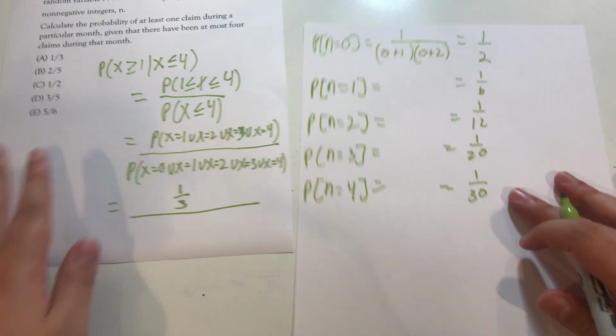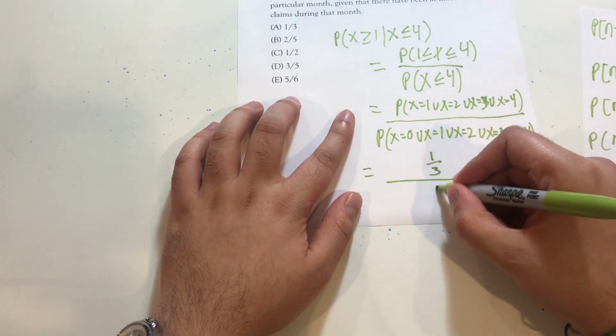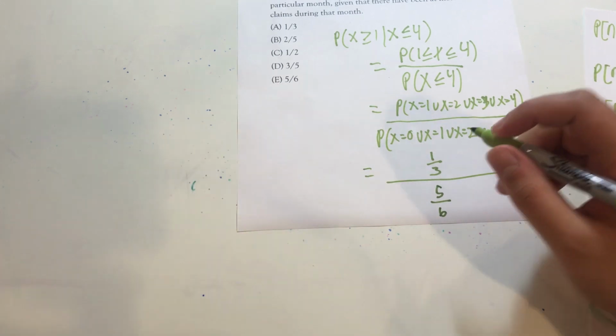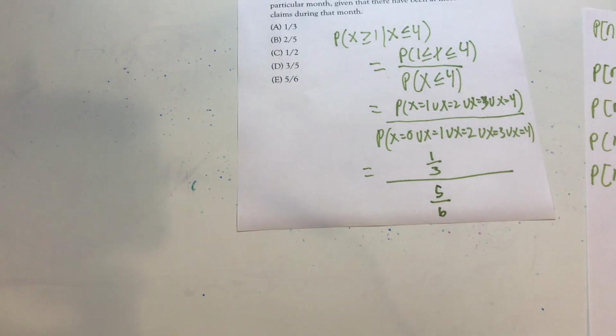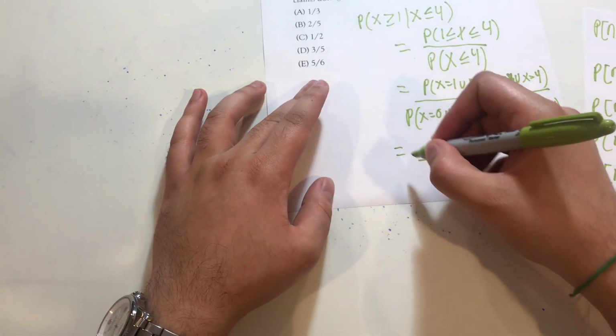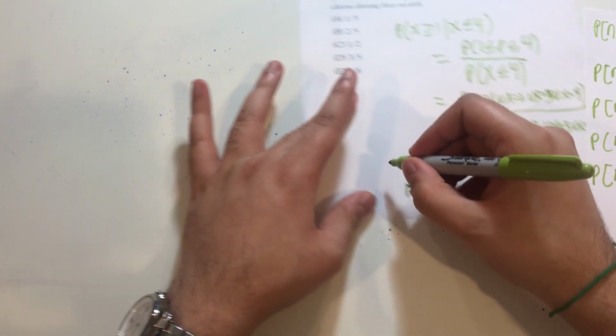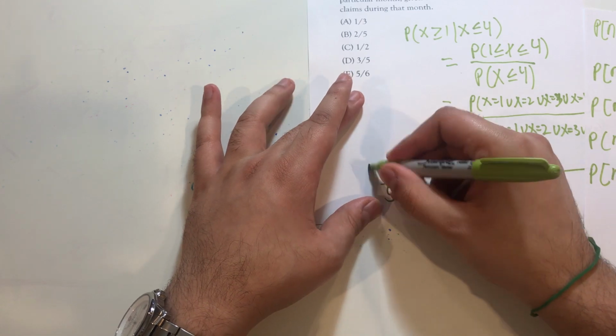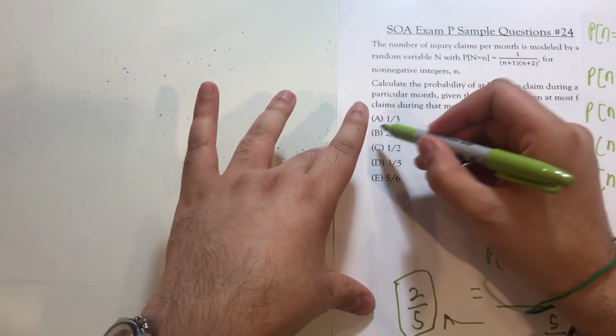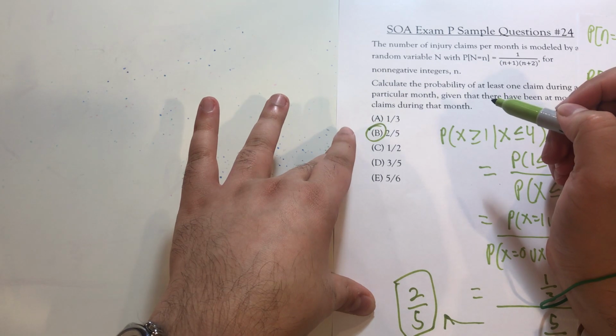gets you a denominator here of 5/6. Okay, and just doing that division gets you a final answer of 2/5. So I'm just going to write that to the side here, 2/5, which lines up with answer choice B.